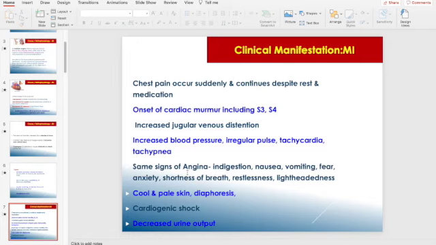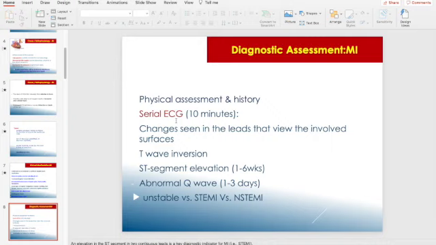Also, it's very important to know that the patient could be cool, and will have pale skin, and will be sweating, and another sign will be decreased urine output. So these are some of the clinical manifestations that you have to know that a patient could have with myocardial infarction. Now, the diagnostic assessment of myocardial infarction.